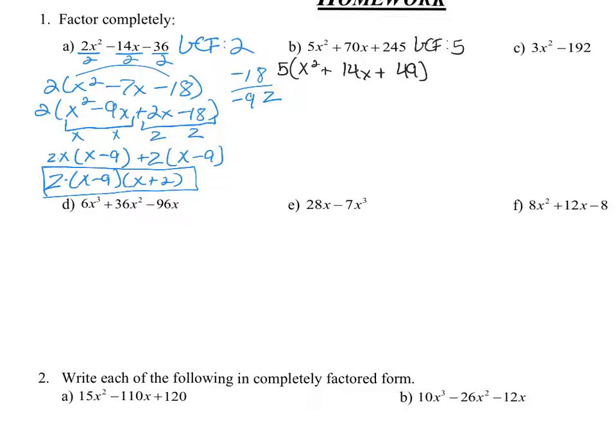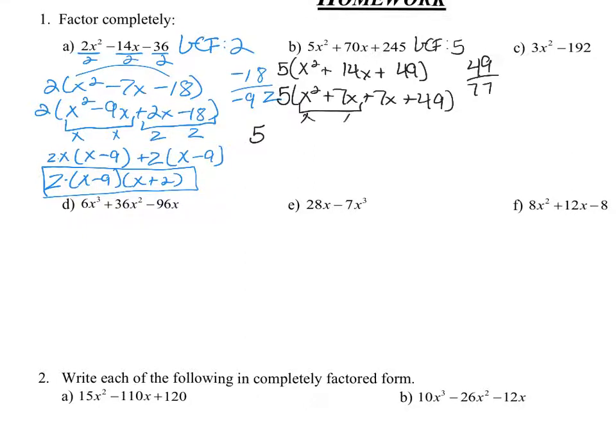I am going to now factor a trinomial. 1 times 49 is 49. Well, what multiplies to 49 but adds to 14? Well, it's 7 and 7. So I'm going to replace my two middle terms by 7. And now I'm going to do factor by grouping. Don't forget to carry along that 5.